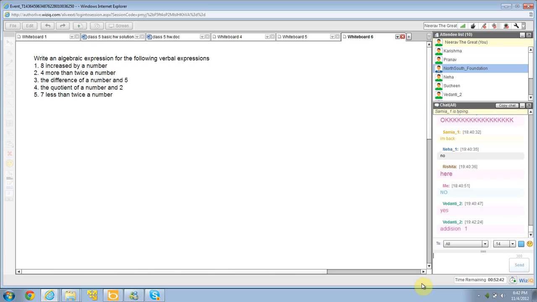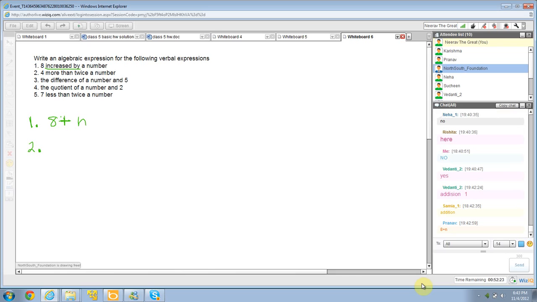So I'll just start off with number 1. 8 increased by a number. So you have 8, now increased by. Anything going up, getting bigger, is usually addition. So 8 increased by a number. Why don't you guys go ahead and start doing 2, 3, 4, and 5. And then you guys can use for a number any variable you want. Let's just keep it to n for number.